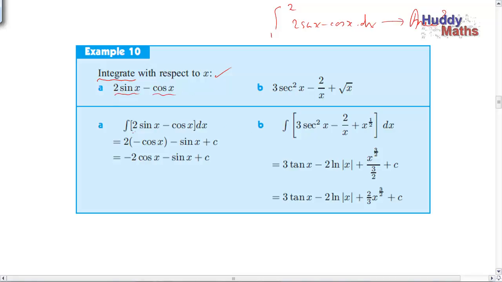So let's do the first part, the integral of 2 sine x. 2 stays out the front from what we said. The integral of sine is unfriendly. You've got to remember to put that neg in, neg cos.